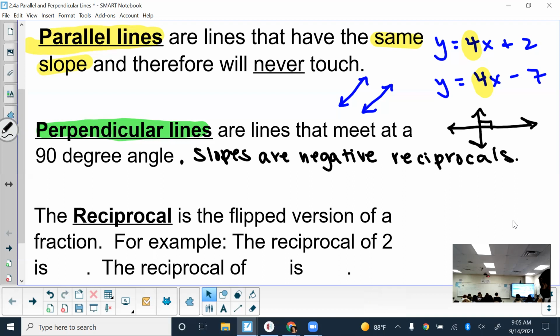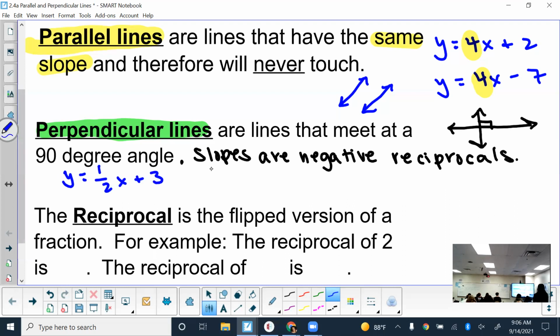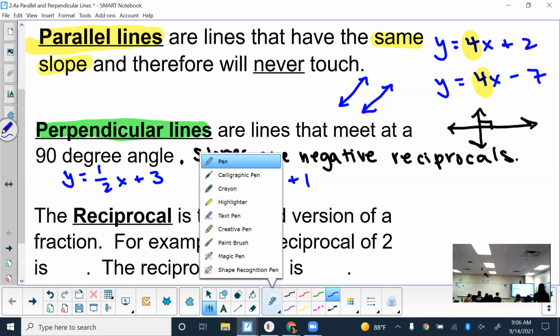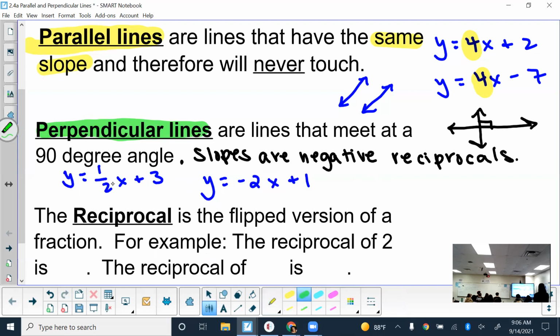All right, so that could be like if I have y equals 1/2 x plus 3. A line perpendicular to that line would be y equals -2x, and the y-intercept doesn't really matter. We could say +1.